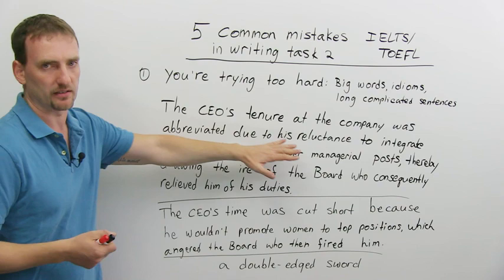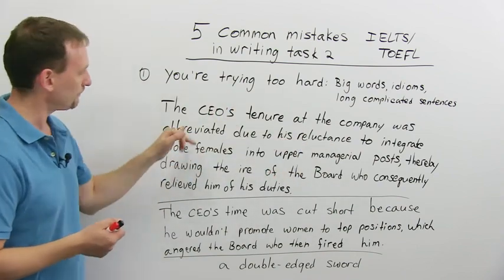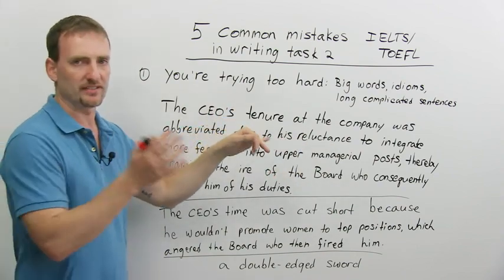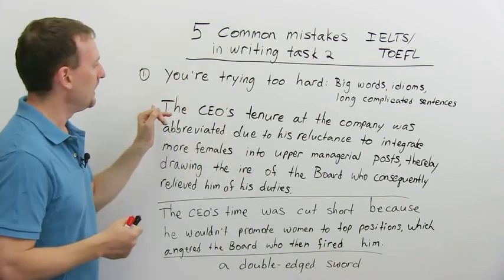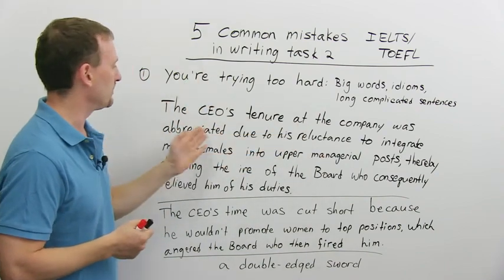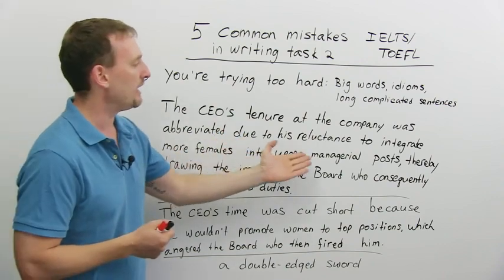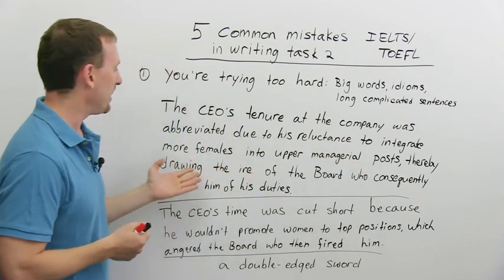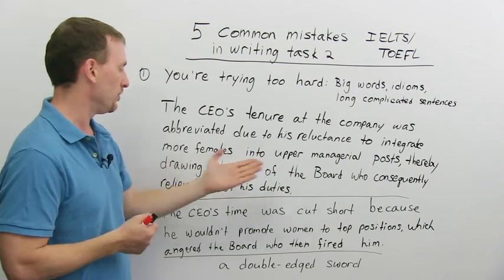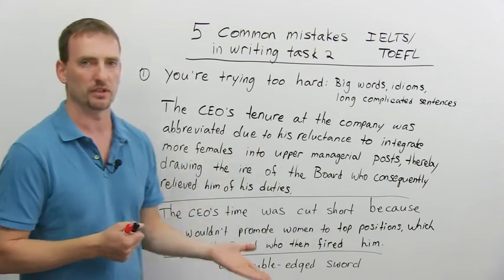Here are 2 sentences, okay? Let me read them to you. The CEO, Chief Executive Officer, like the head of the company, the CEO's tenure at the company was abbreviated due to his reluctance to integrate more females into upper managerial posts, thereby drawing the ire of the board, who consequently relieved him of his duties.